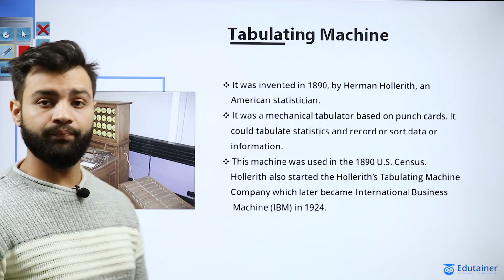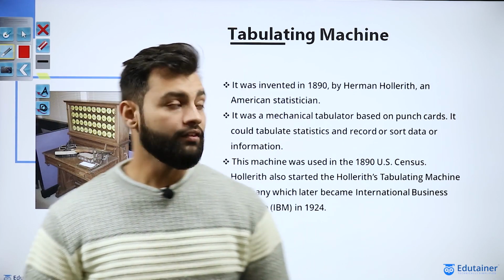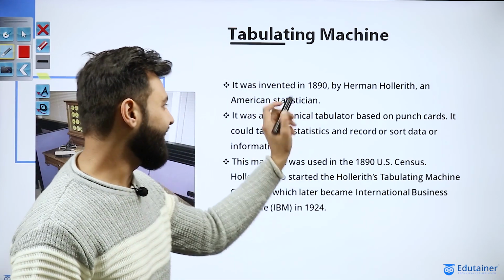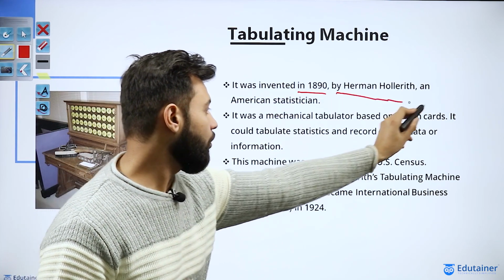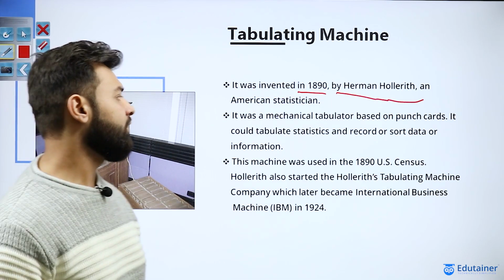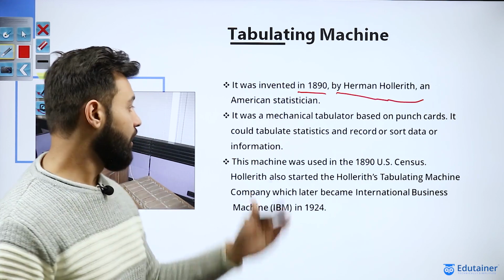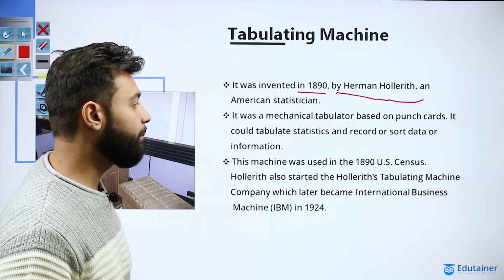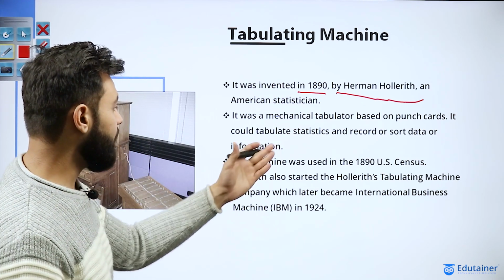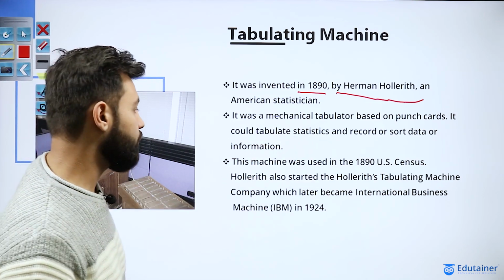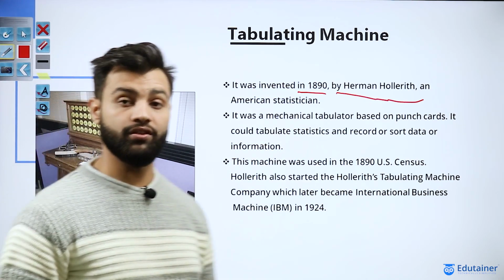Tabulating machine. So this machine was invented in the 1890s by Herman Hollerith. He was an American statistician. It was a mechanical tabulator based on punch cards. It could tabulate statistics and record or sort the data or information.